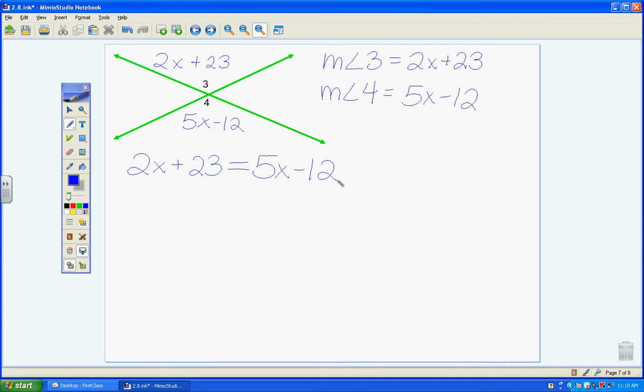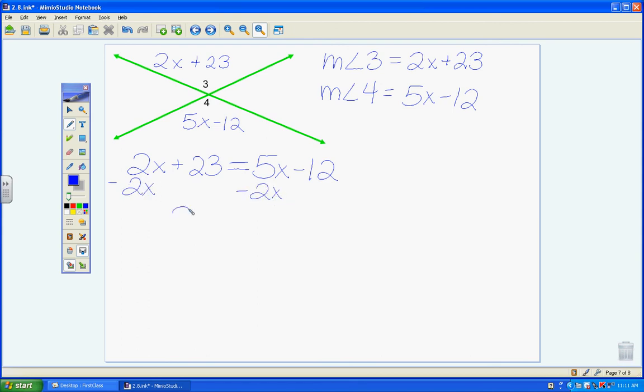Minus 2x from each side? Does that have to be our first step? No. Or you could subtract 5x from each side. Most of you probably say, well, I want to deal with the 2x so I don't get a negative, right? So we don't want to have a negative. So let's minus 2x from both sides.